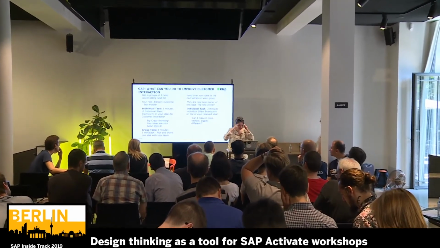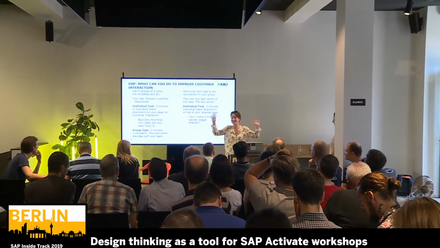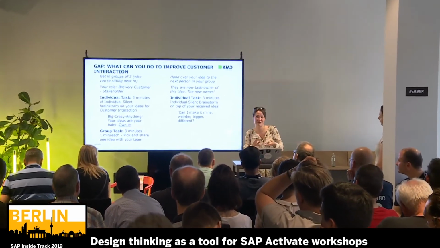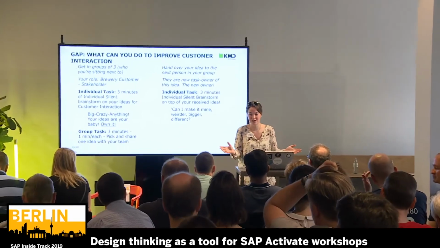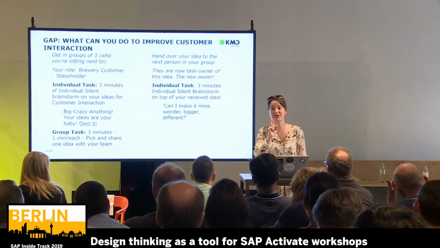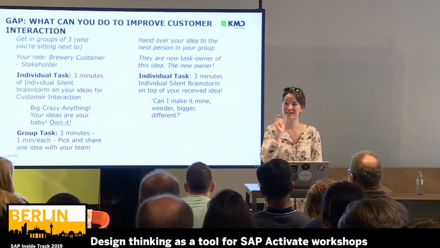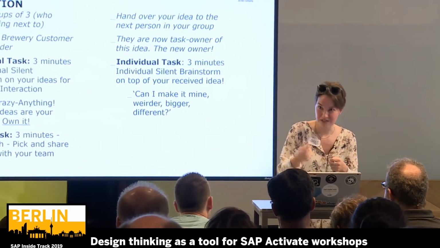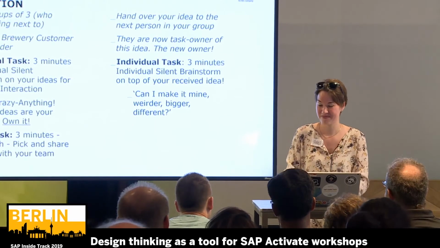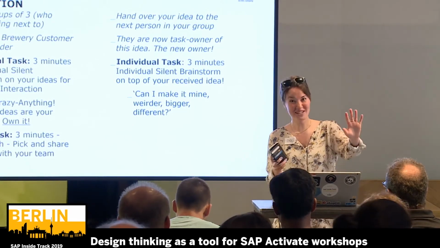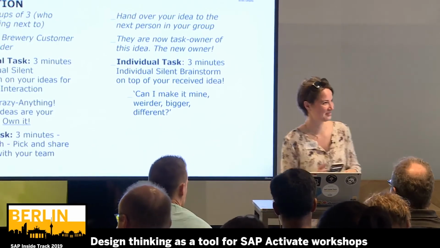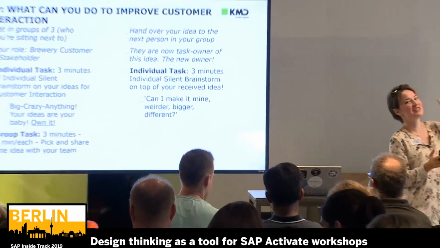How can I improve it? Or let's go even more crazy. Let's try something out. Or, oh, well, let's tone it down a little bit. That could also be the case. But you have 3 minutes individually now as the task owner on that new idea to brainstorm even more on it and improve it. Okay? 3 minutes and go. Silent individually.